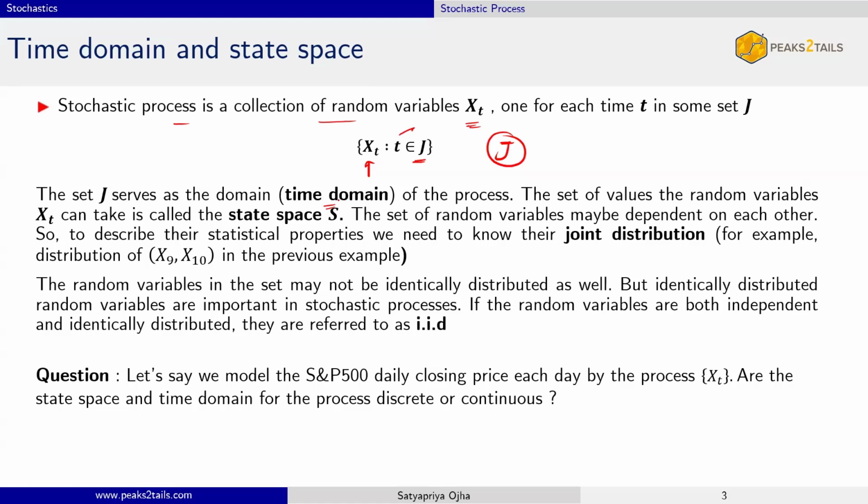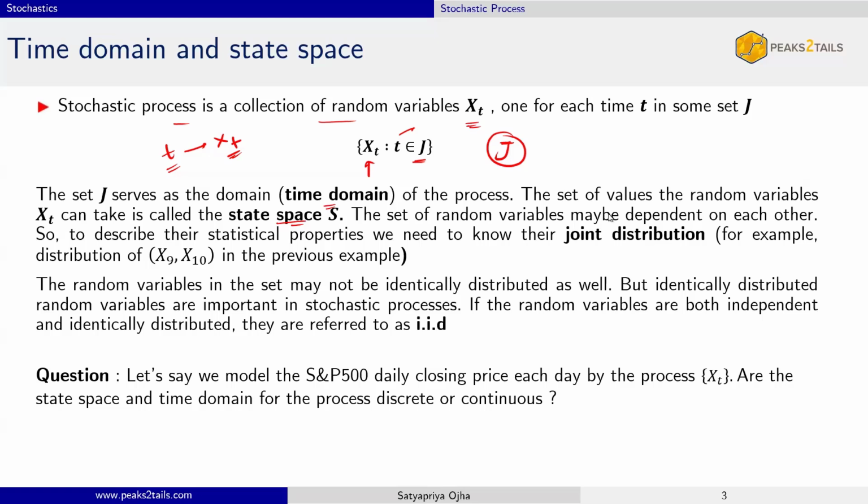Correct. Similarly, here also, the input is the time t, and the set of inputs is called the time domain, because for every t we have a corresponding xt. So this collection of t's, or the domain of t, is called the time domain, and the values it can take are called the state space S. So whenever you define a stochastic process, you have to define what is the time domain and what is the state space.